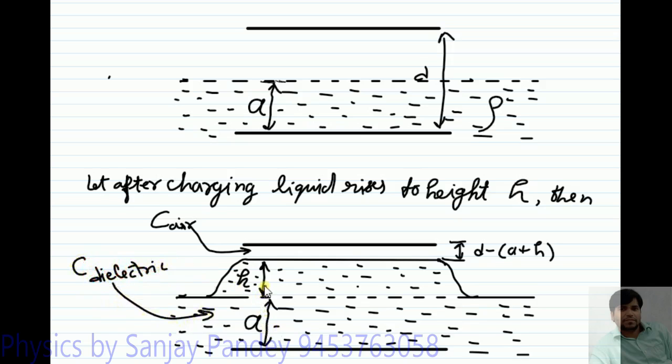As this distance is A and this is height h, the distance between the upper surface of the liquid and the lower plate is A plus h, and the capacitance of this part will be C dielectric equal to epsilon naught K a upon A plus h, and the capacitance of this part will be equal to epsilon naught a upon D minus A plus h. Here a is the plate area.